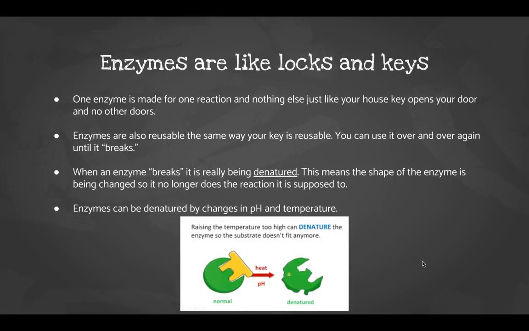So I said that enzymes are like locks and keys, okay? So it only does one job. That's it. It only has one job and that's all it does forever. So just like your key that you have goes to your house and it unlocks your door, if you try to bring that to school and unlock the school with it, that key is not going to do anything. It's not going to do that reaction. It's not going to open that door. So enzymes are exactly the same way. That one enzyme has a special name and it's made for a special purpose and it does absolutely nothing else.